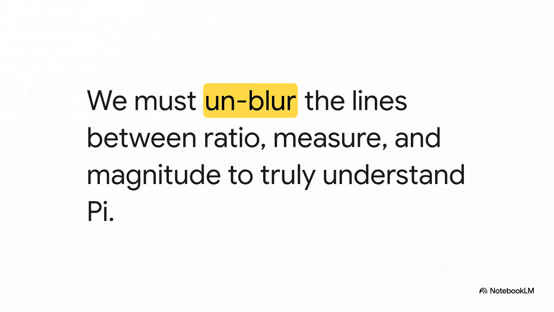To understand the true reality of pi, we absolutely have to unblur the lines between these three concepts: ratio, measure, and magnitude. They are completely not interchangeable, even though our high school math classes basically swept them all into the exact same bucket. If we want to truly understand what's happening when we measure a circle, we have to pull these ideas apart and look at them individually.